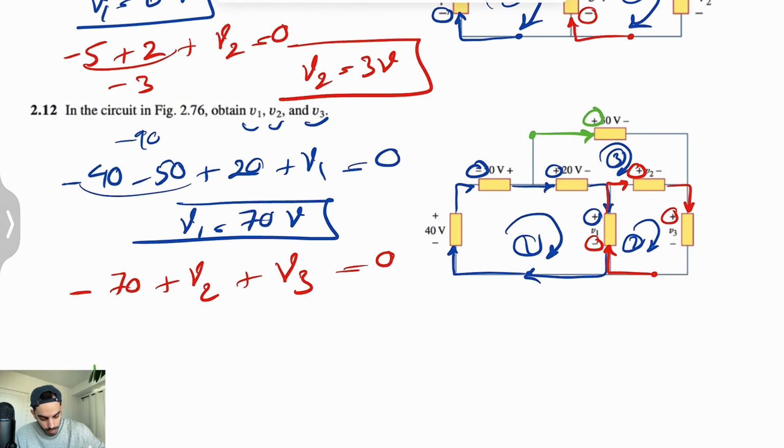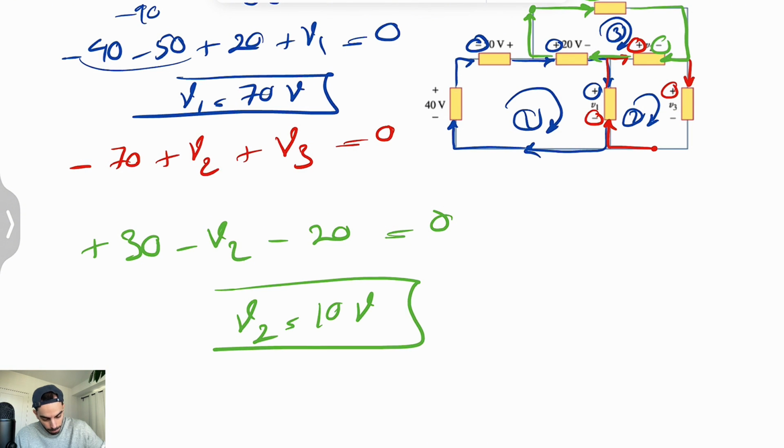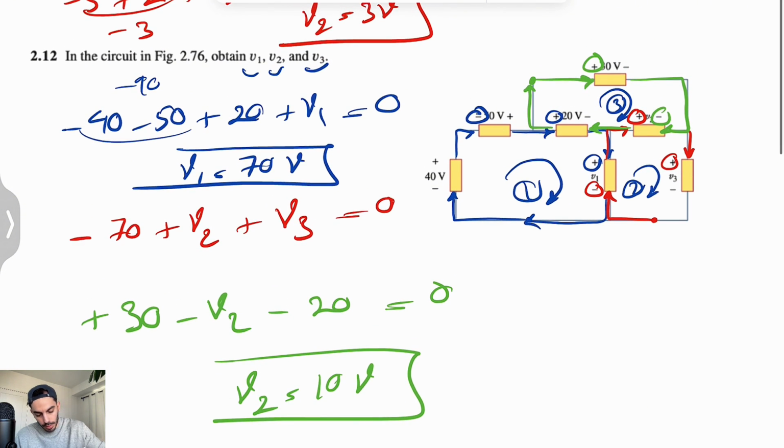Here we're going to enter 30 volts, coming back here negative V2, and now we are moving in this direction, negative 20, and we're going to get back to our starting point, equals 0. So that shows our V2 is 10 volts. Now that we have V2, we're just going to plug it into the previous equation, this is going to be 10. So V3 would be 60 volts.